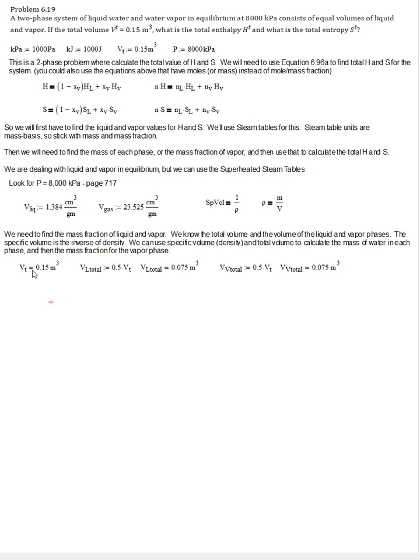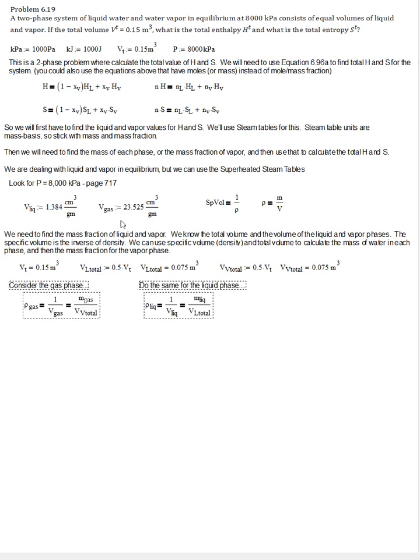And so I've got this written down here. We have the total volume, and this is just saying that the volume of the liquid is going to be 0.075 cubic meters, and the volume of the vapor is also going to be 0.075 cubic meters. And so, putting in equation form what I just said a few seconds ago.